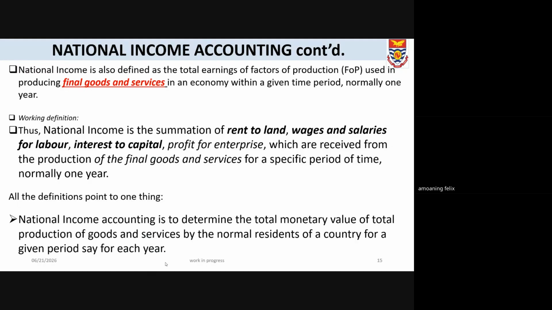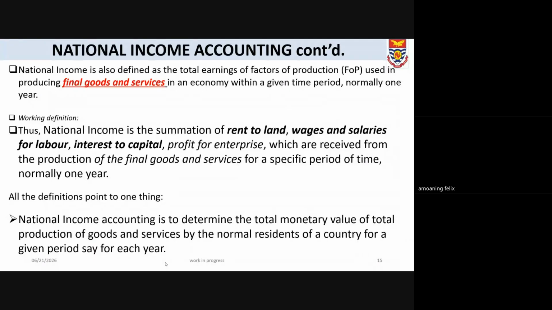So let's look at a working definition of national income. Like I told you, we are looking at the sum of the rewards that accrue to the factors of production. So we look at rent for land, wages and salary for labor, interest on capital, and profits for the entrepreneurs, which I've mentioned already, received for producing final goods and services for a specific period of time, normally within a year. So if the rent that the person received was last year, we do not include it now because it has been captured already.